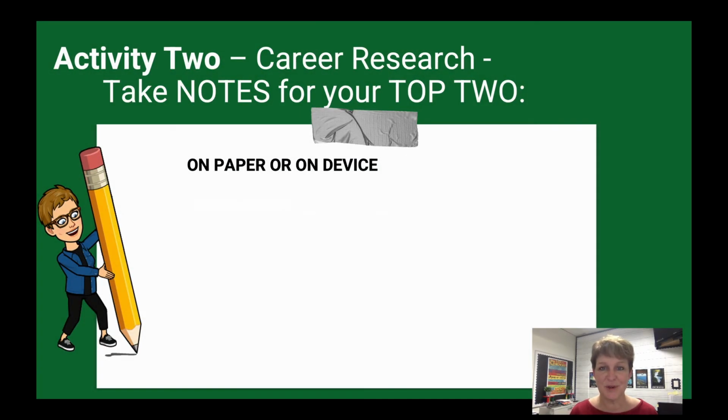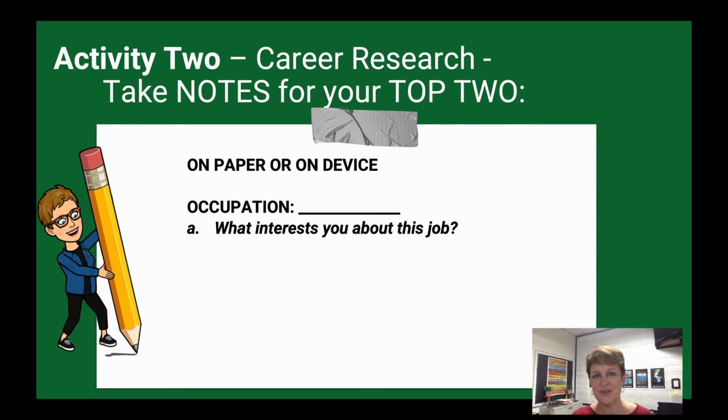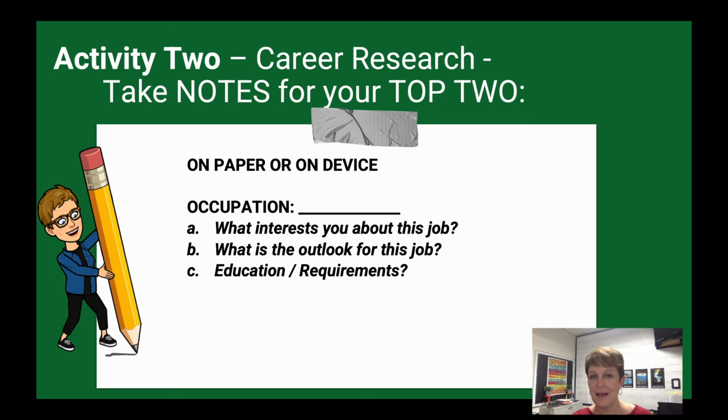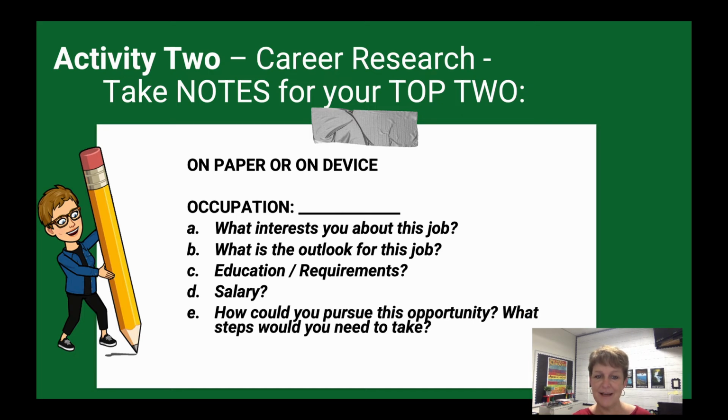Activity 2 is to do some career research. So for your top 2 careers, either on paper or on your device, you're going to take notes. So you'll name the occupation, what interests you about the job, what is the outlook for this job, what are the education or requirements to get into this job, and what is its salary. Finally, you can record how you could pursue this opportunity, what steps you should take.